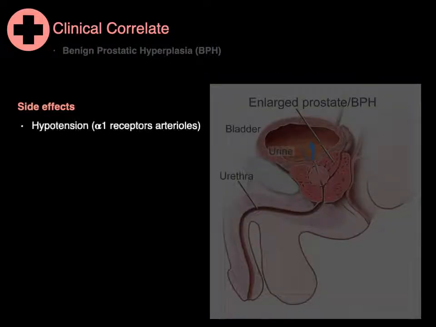Some side effects are hypotension, because if you recall, alpha 1 adrenergic receptors are on systemic arterioles. So if you block them in the bladder, you will block them in the bloodstream. And so you can dilate the blood vessels, causing someone to get lightheaded.